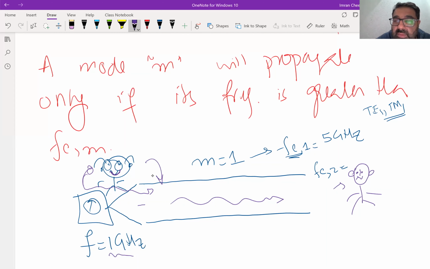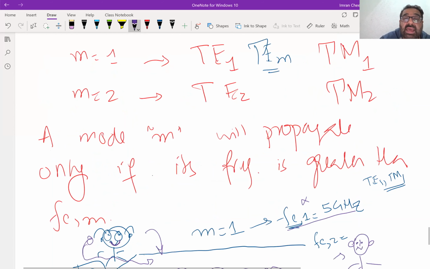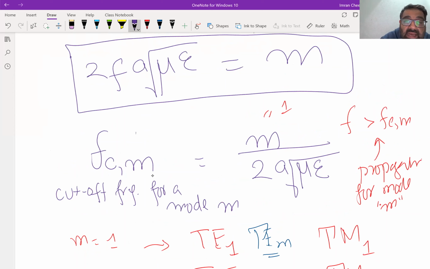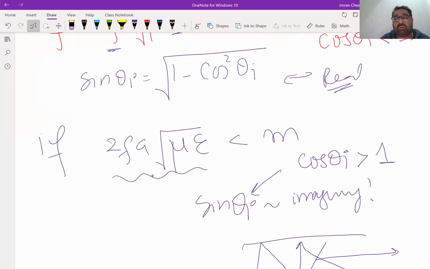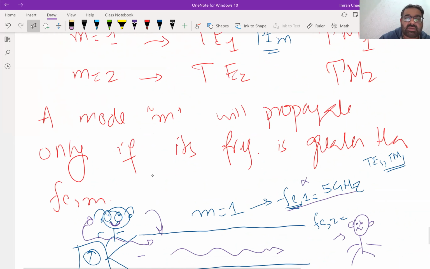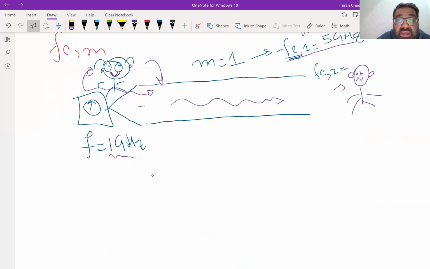क्योंकि मोड जो m के लिए है वो 5 है तो मेरे ख्याल से नहीं होगा. नहीं, वो कट ऑफ फ्रीक्वेंसी है. हमने ये देख लिया है कि अगर फ्रीक्वेंसी इससे कम होगी तो वो साइन थीटा इमेजिनरी होगा और वेव हाईली अटेन्यूएटिंग होगी. करेक्ट? It would be highly attenuating. So you won't be hearing. So if I increase the frequency to 2, same will happen. All right.